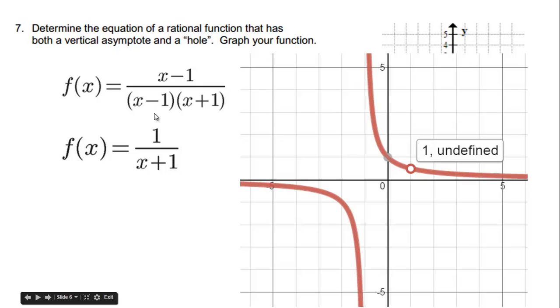But then the other restriction is x cannot equal 1. And so you've got this little point at x equals 1 where you have undefined. At x equals -1, because the -1 is the restriction that does not get canceled out, that's the asymptote.